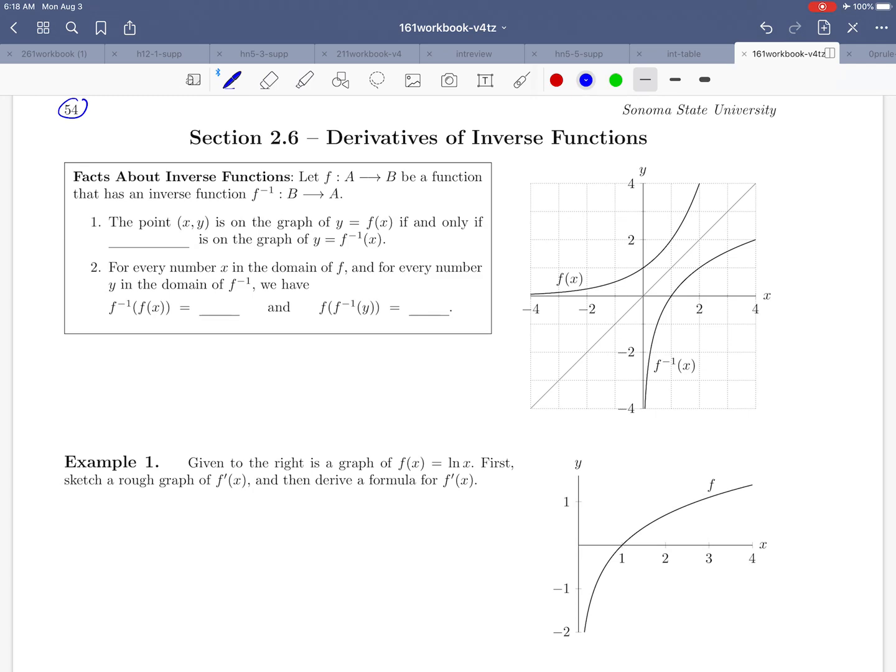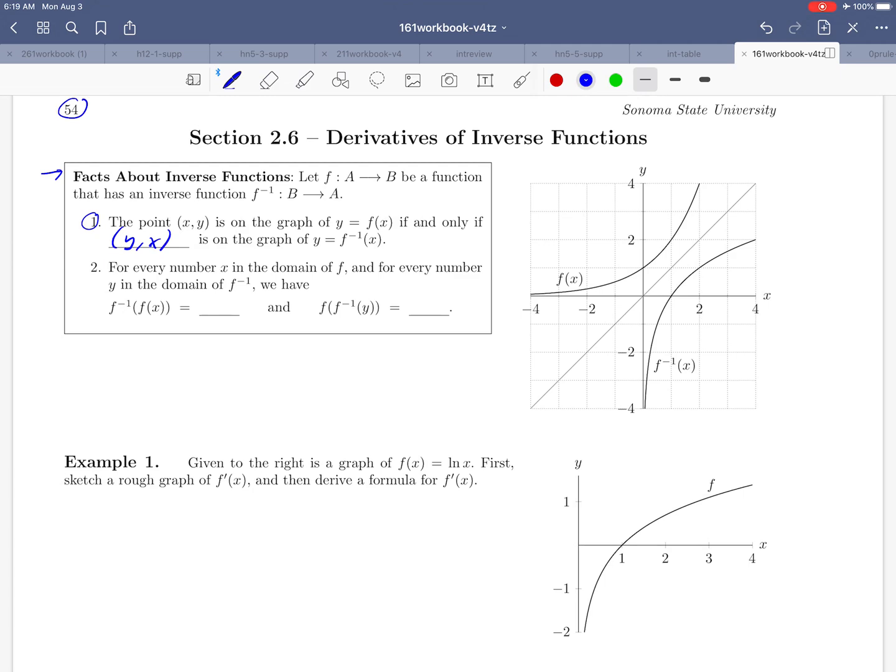Let's start by doing a brief review of the idea of an inverse function. We're looking at this table, facts about inverse functions. Let's start with point number 1. It tells us that the point (x, y) is on the graph of the function y equals f of x if and only if the point (y, x) is on the graph of the inverse. This reminds us that graphically, an inverse function just reverses the ordered pairs that are on the graph of the original function.